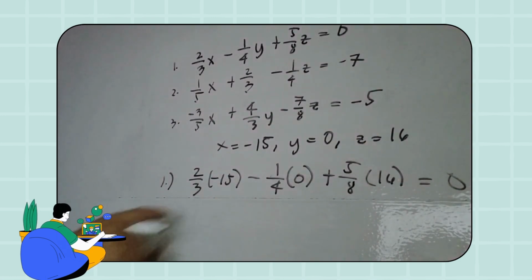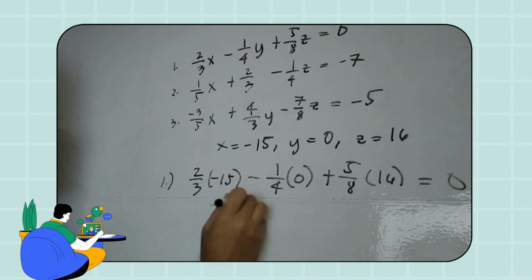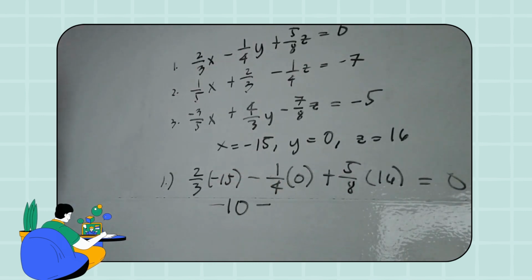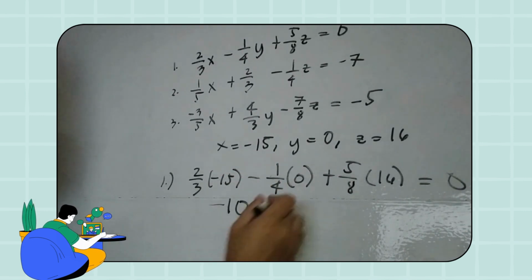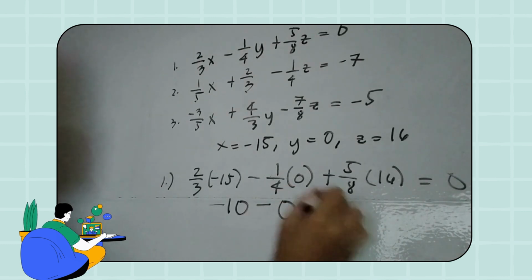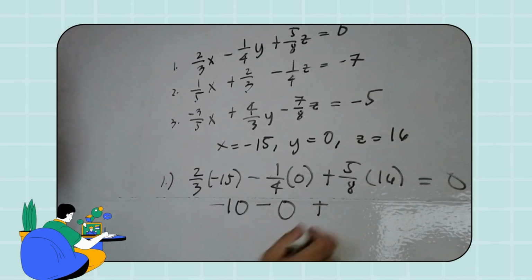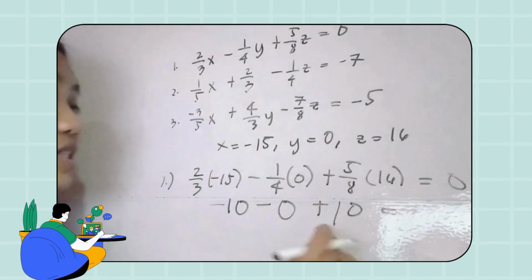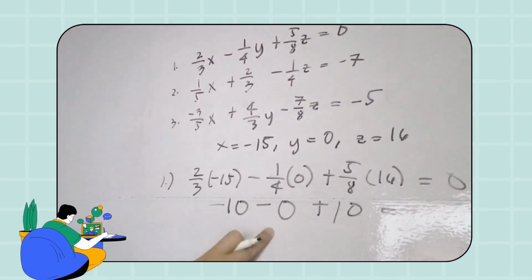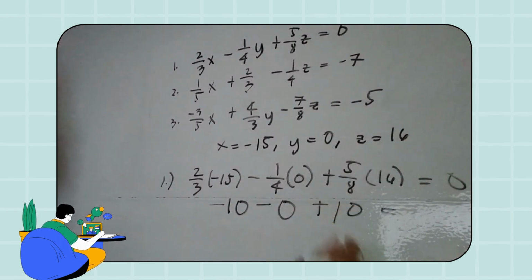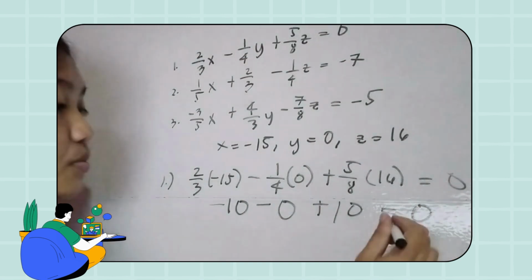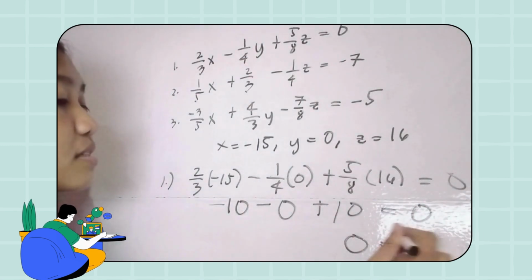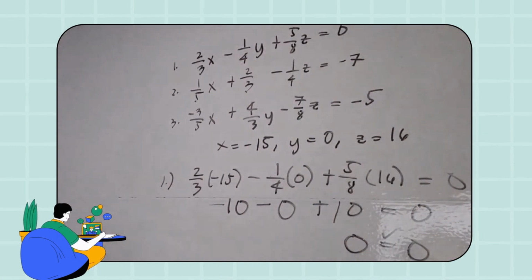So 2/3 times negative 15 is negative 10. 1/4 times 0 is obviously 0. Plus 5/8 times 16, which is positive 10. So negative 10 minus 0 is negative 10, plus 10 is 0. So that means that our solutions are verified for equation 1.